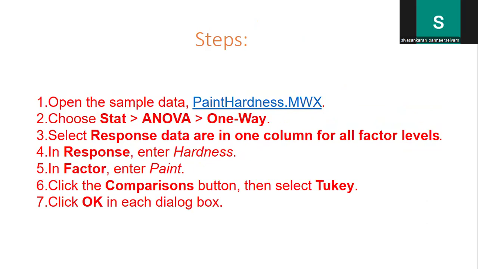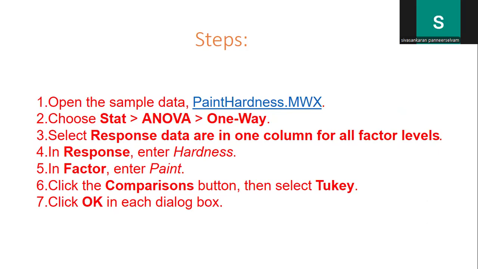So what are the steps and procedures to be followed using Minitab software? First, open the sample data page and save it under the name paint hardness file. Go to the toolbar menu, choose Statistics, select ANOVA, then one-way ANOVA. Then select the response data in one column for all factor levels. In the response column, enter the hardness. In the factor column, enter the paint.